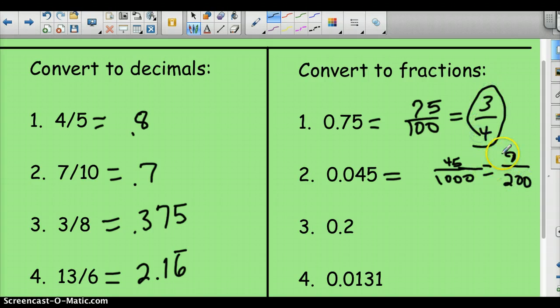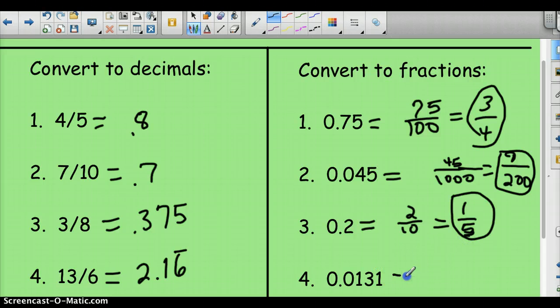And we have some easier ones here as well. Looking at the next one, 0.2. Well, there's 1 decimal place, so a 1 with 1 zero underneath it. And 2 will be on top. And dividing by 2 on top and bottom, that reduces to 1/5. And I do need them reduced every time. It's got to be the reduced answer.